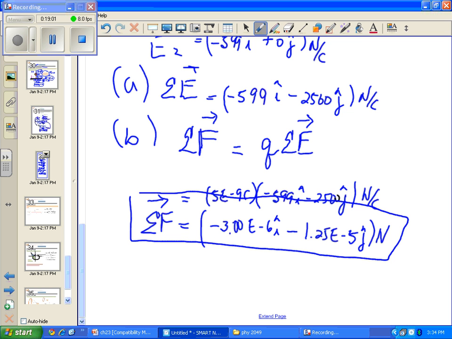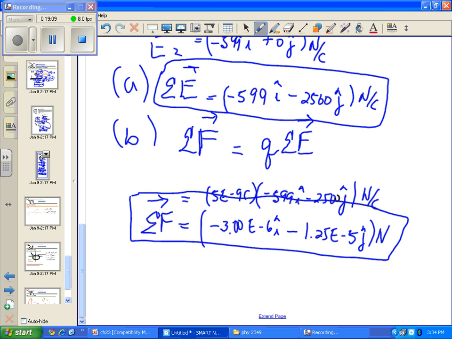Notice I did not have to use Coulomb's law to get part B. So anytime you have calculated the electric field at a point in space, and somebody puts a charge there and asks what's the force on that charge, all you have to do is take the product of the charge placed at that point and the value of the electric field, and the problem is solved.